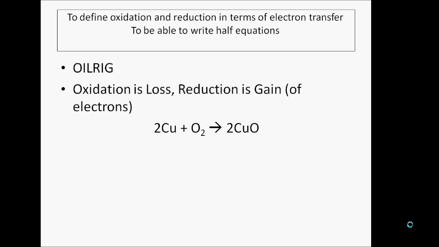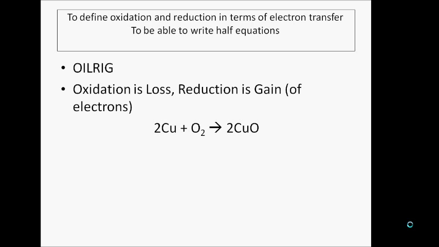Back in your GCSE you'll have heard the expression OIL RIG, and hopefully you can remember that this means oxidation is loss, reduction is gain. And when we use this expression, we mean we're talking about electrons. So oxidation is loss of electrons, reduction is gain of electrons.